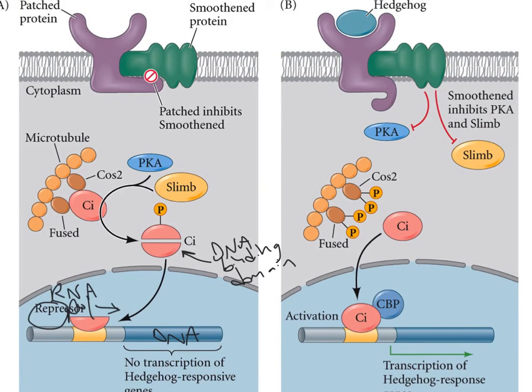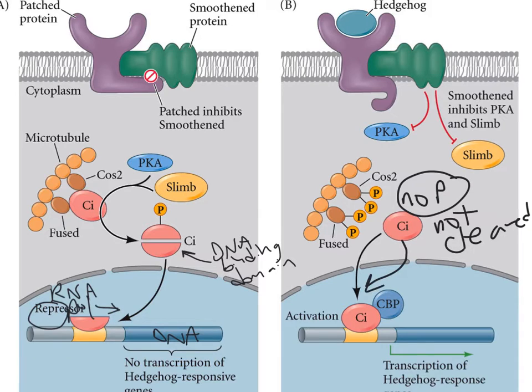When hedgehog is present, what changes in the bottom half of this figure? Is cubitus interruptus getting a phosphate group or not? It does not. No phosphate. So it's not cleaved. It's not cut in half. So that whole protein enters the nucleus. And the whole CI protein acts as a transcriptional activator, not as a repressor.